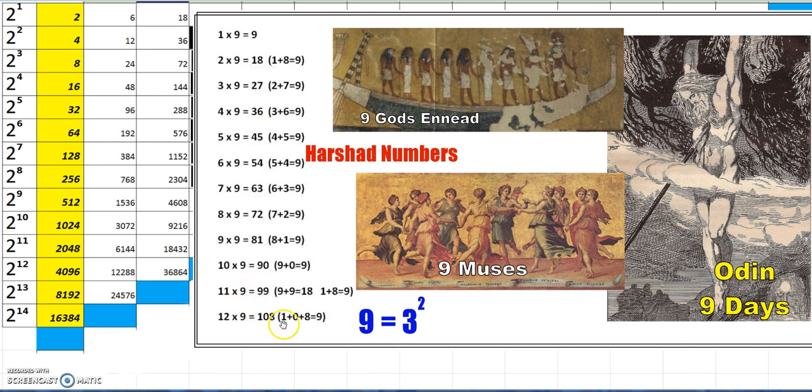This is what makes this particular number, as we use base 10, 9 so important. It's also 3 squared. But also, historically, we had the 9 gods in the Egyptian Ennead, 9 muses. Odin was on the tree for 9 days. But because it's such a small number, basically below 20, you'll find so many references to it that it could be easily dismissed.